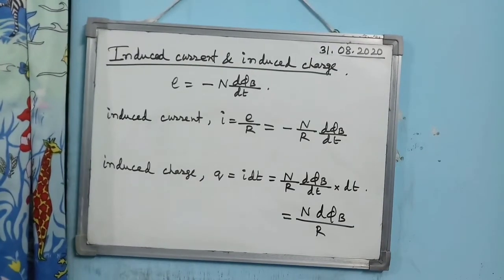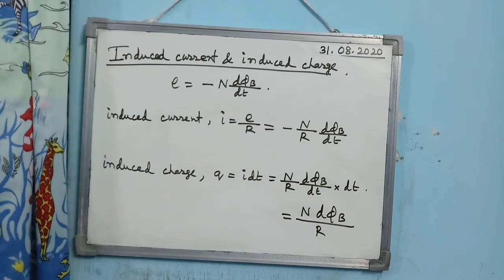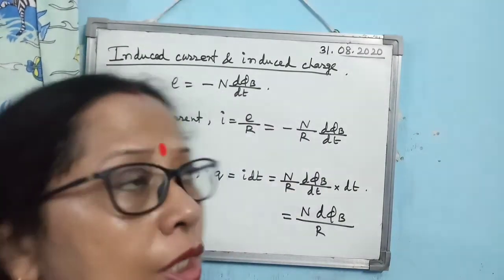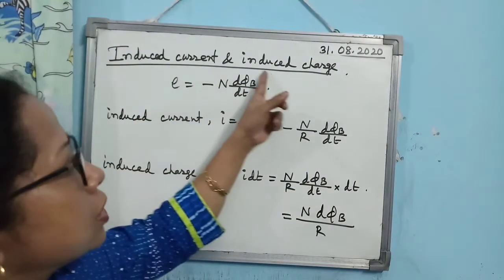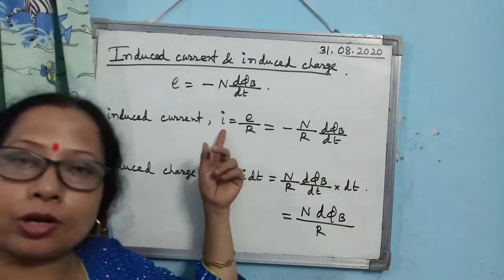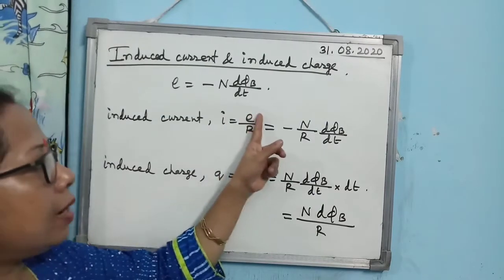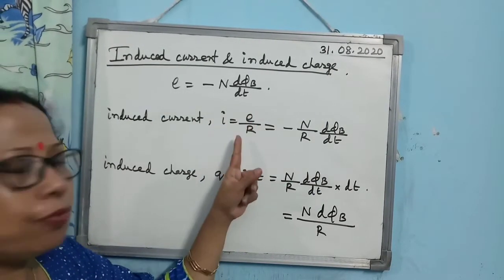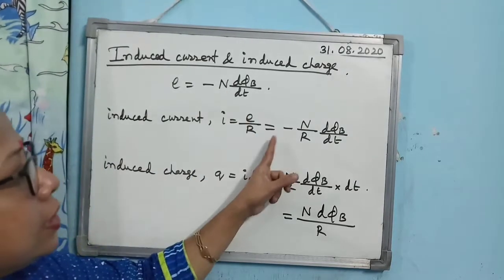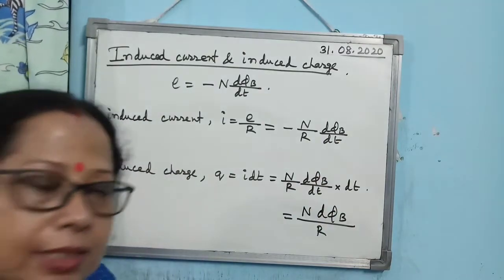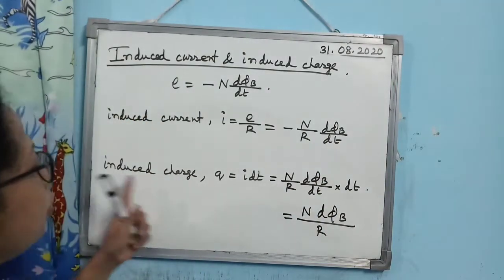From the first law of electromagnetic induction, we have got the magnitude of the induced EMF. From that, one can easily find the expression for induced current and induced charge. Alright, so what will be the induced current according to our concept of current? Current is EMF by resistance. So the induced current should be equal to the induced EMF by resistance. If you substitute, what are you getting? Minus N by R d phi B by dt. Is that clear?